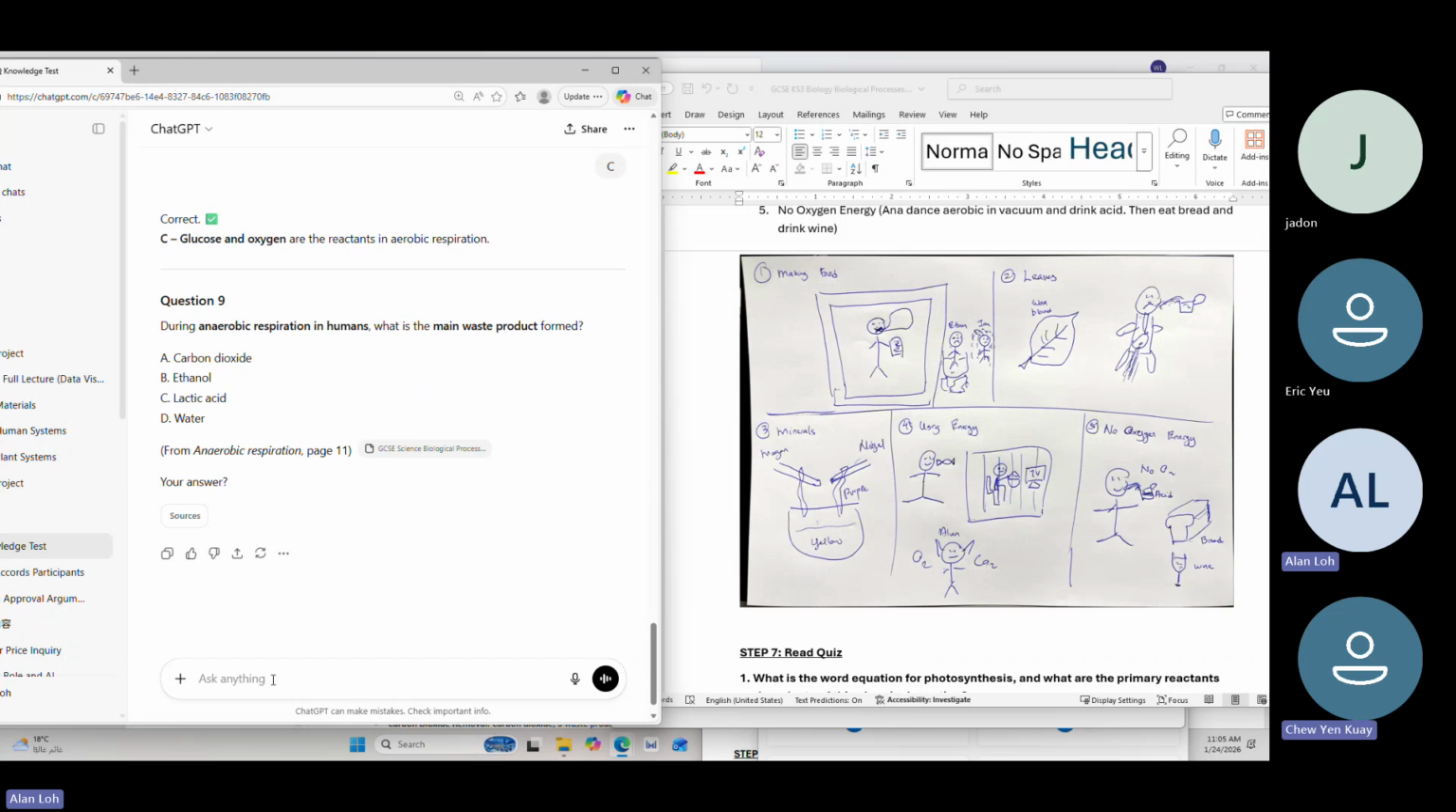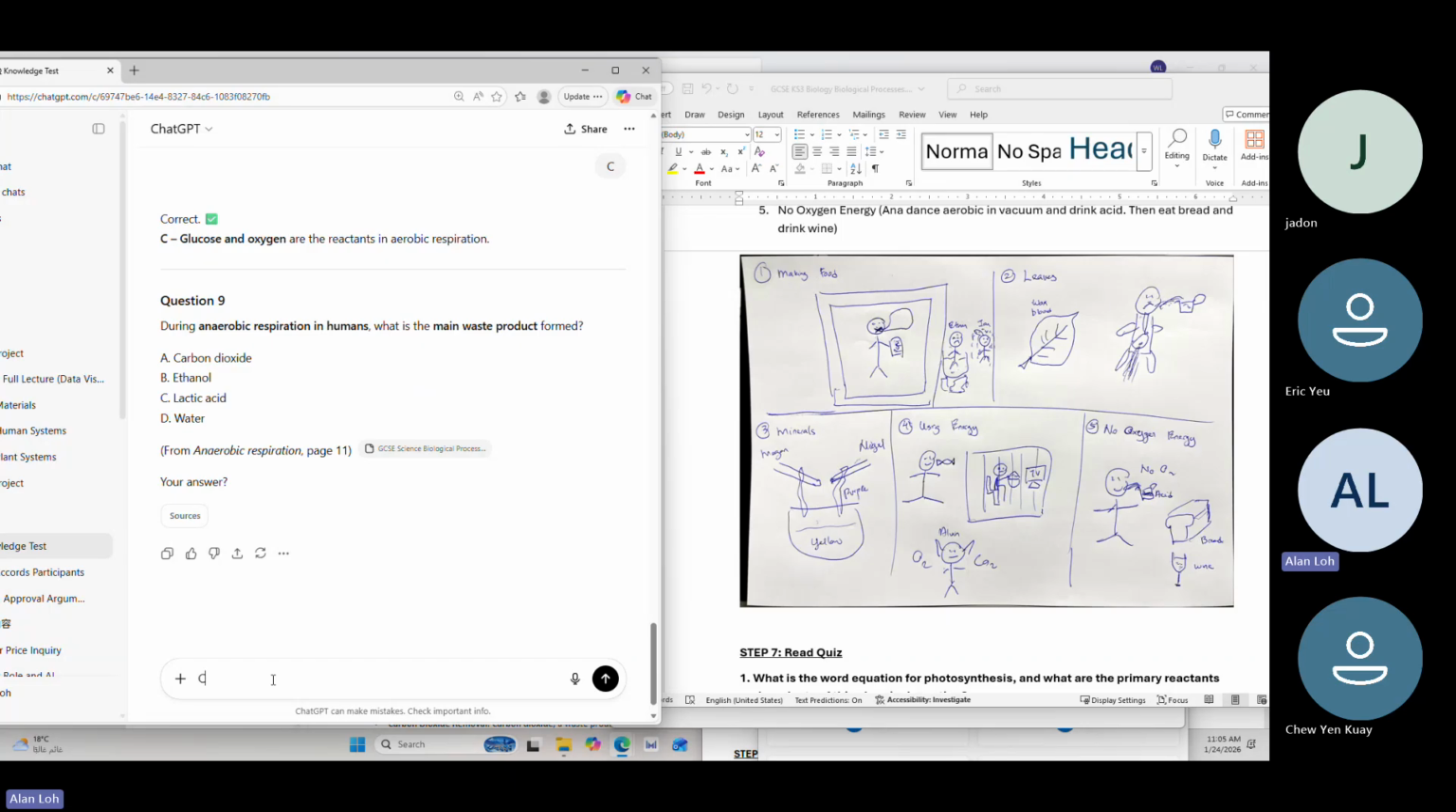Main ways would be... this is drawer 4. Yes, drawer 4, you're right. No, this is not drawer 4. Drawer 5. Yes, drawer 5, you're right. Okay, the answer is C, lactic acid. Anyone reject?